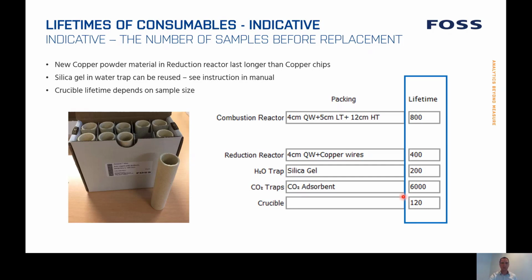So it takes a little bit of running some samples before you know what the real lifetime is for this. The copper wires: you can have copper powder, and there's a copper wire. The copper powder has a bigger surface area, so the lifetime depends on it, but is around 400. And also the silica gel.